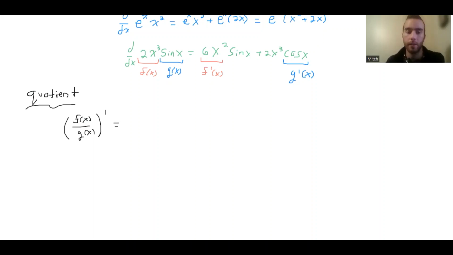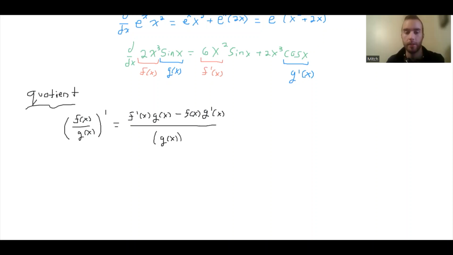Well, that's going to equal the derivative of the first one multiplied by the bottom function, subtract the top function times the derivative of the bottom function. And all of this is going to be over that bottom function squared.